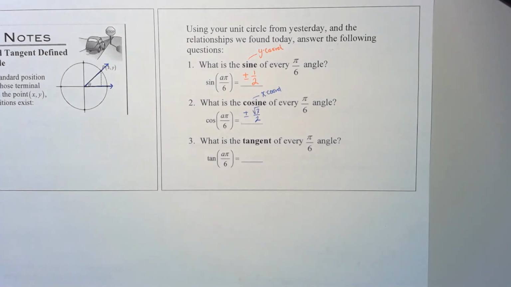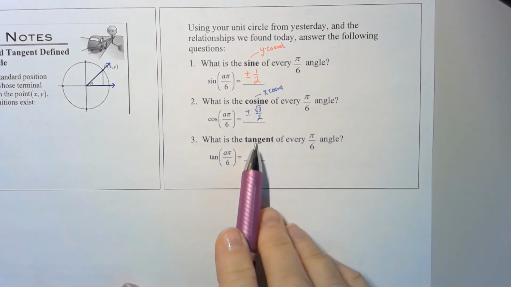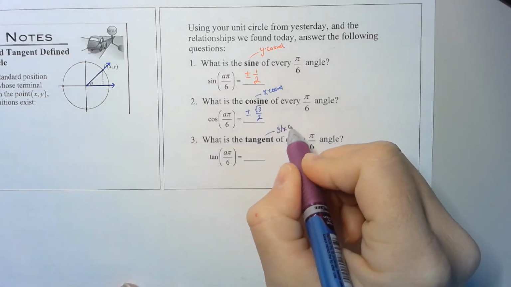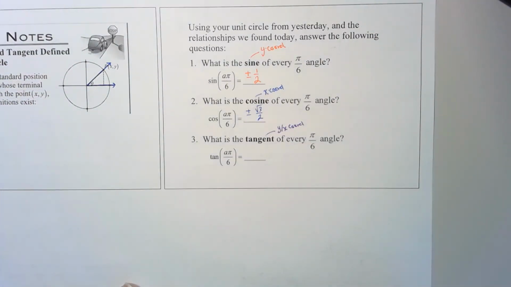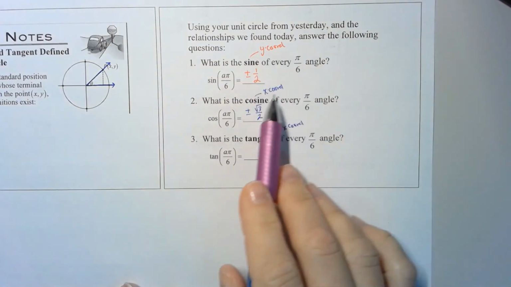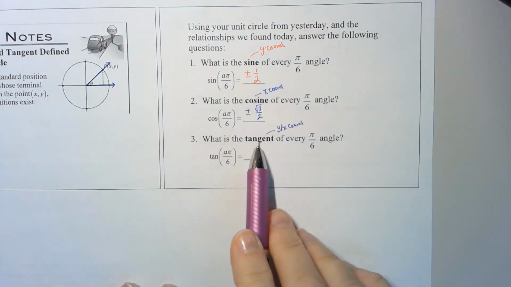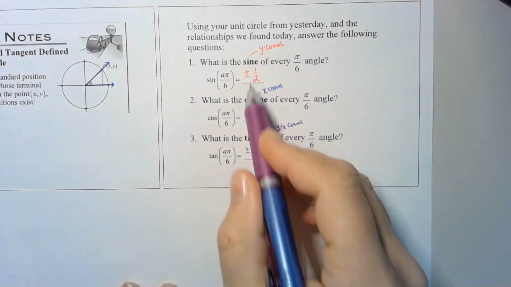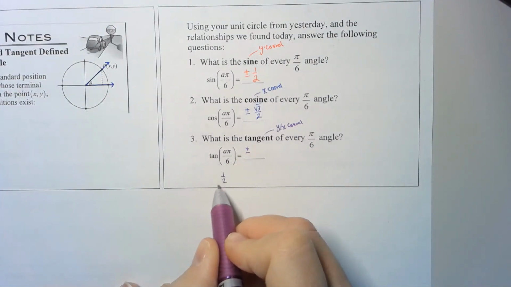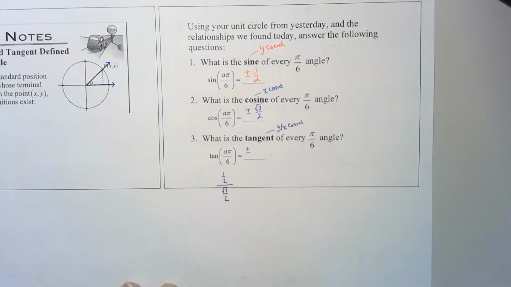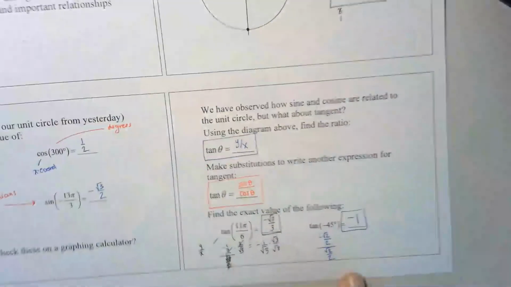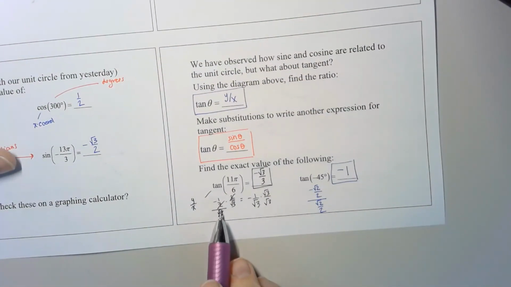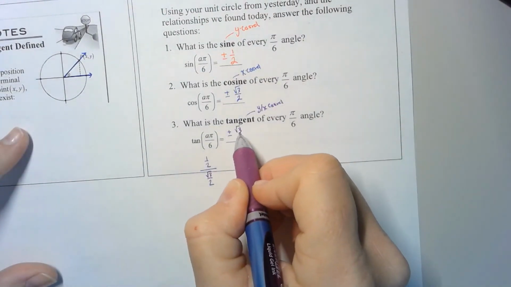Well, I don't need to go back to my picture to answer this last question. It says, what is the tangent of every pi over 6 angle? If sine is the y-coordinate, cosine is the x-coordinate, and tangent is y divided by x, well, first of all, we know it's either going to be positive or negative. And we're doing y divided by x. So I have 1/2 divided by radical 3 over 2. We already did this, didn't we? We already did 1/2 divided by, I know you can't see it, radical 3 over 2. And we got radical 3 over 3. Right, if we've already done it, we don't need to do it again.